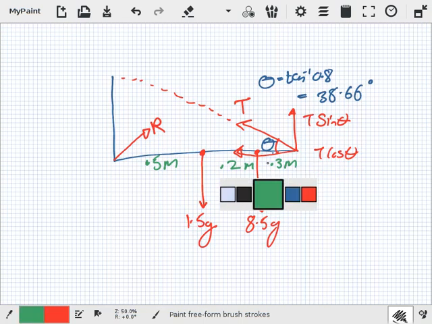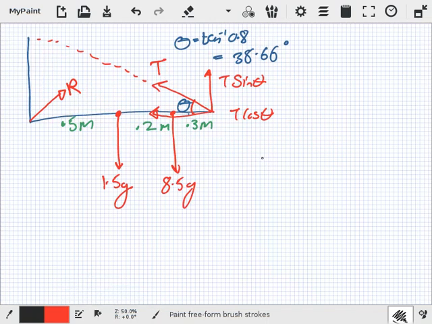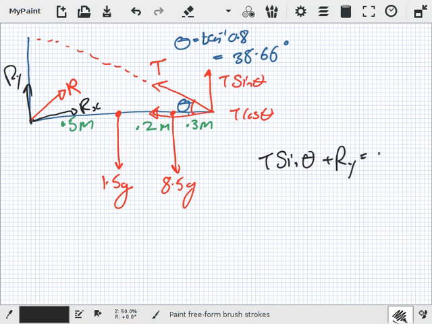Now look, there's two components here. I have no idea what that angle is, so I'm just going to call this Rx and Ry. So it's going to be T sine theta plus Ry equals 8.5 plus 1, it's 10g. And then I can say T cos theta equals Rx. Now let's just look at what we have.